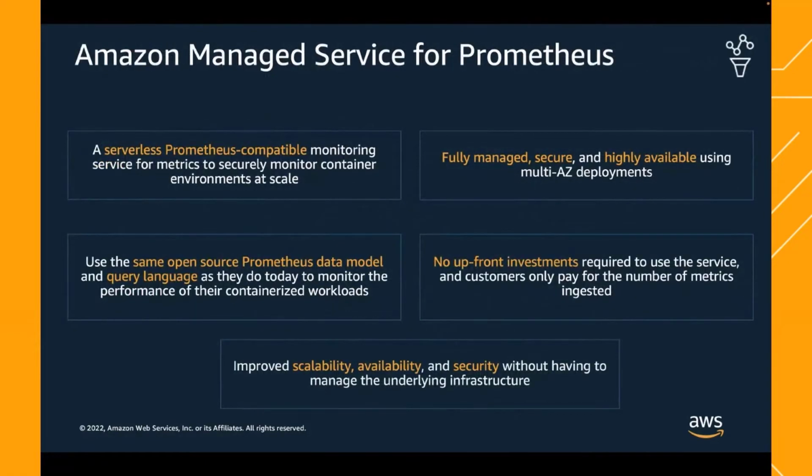Built upon that, we also have Amazon Managed Service for Prometheus. This is built on Cortex as a backplane or data plane. It's a serverless Prometheus-compatible monitoring service for metrics to securely monitor your containerized environment at scale. Because it's the same open source Prometheus data model and query language, you can use your existing tools and the query language you have in place and simply switch to Amazon Managed Prometheus.